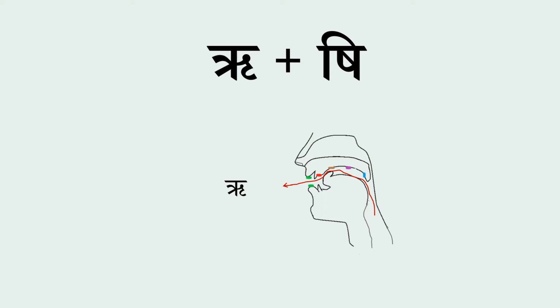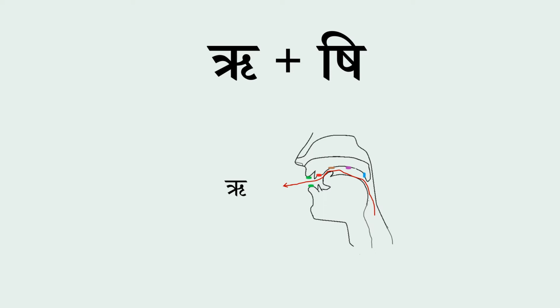But note that Ru is a vowel. It is a swara. Because it is a swara, there is no contact. Contact should not happen between the tip of the tongue, which is rolled back towards the crown, and the crown area itself. There should not be any contact because it is a swara.